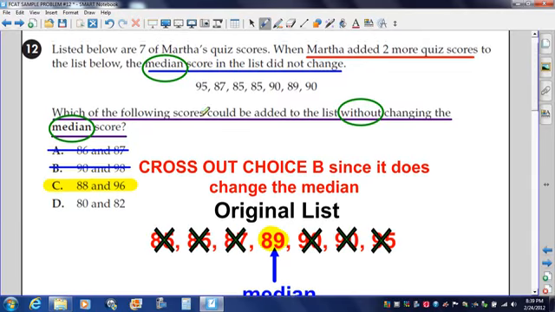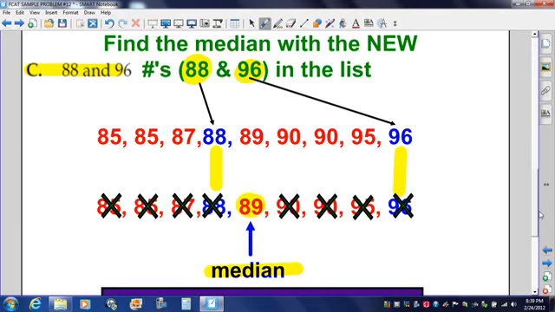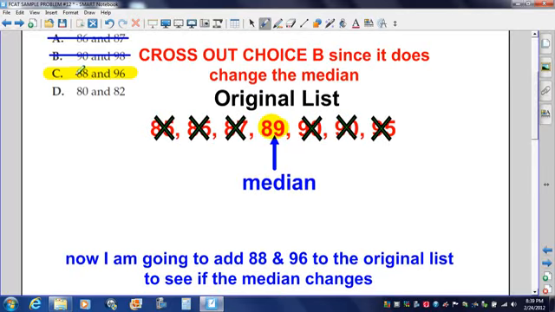Which of the following scores could be added to the list without changing the median score? The median score was 89. It still is 89. If I add 88 and 96 to the list, it does not change the median score. I found my perfect, precise answer.